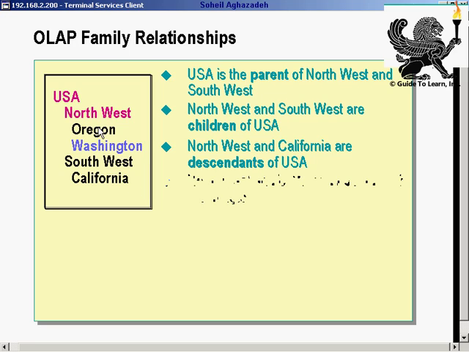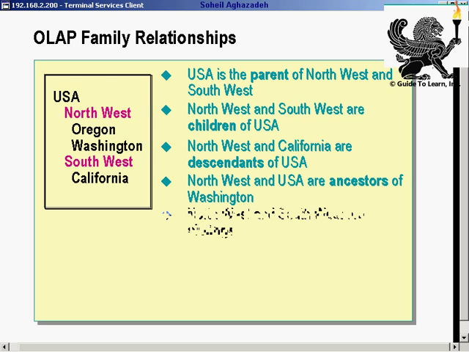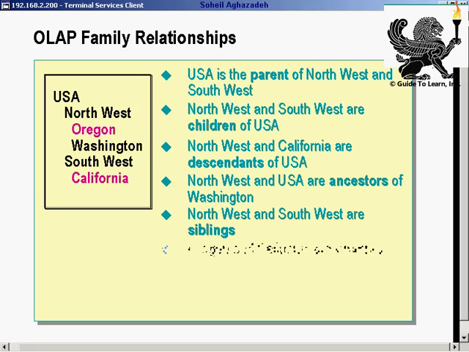Also, Washington and Northwest, they both have the same ancestor, which is the United States of America. Your immediate ancestor becomes your parent, if you think about it. The same story is true in here. Then you have Northwest and Southwest. They are siblings. And then you have Oregon and California, which are cousins. If you think about it, they're coming from two different parents. So we call them cousins, rather than siblings, which have the same exact parent.